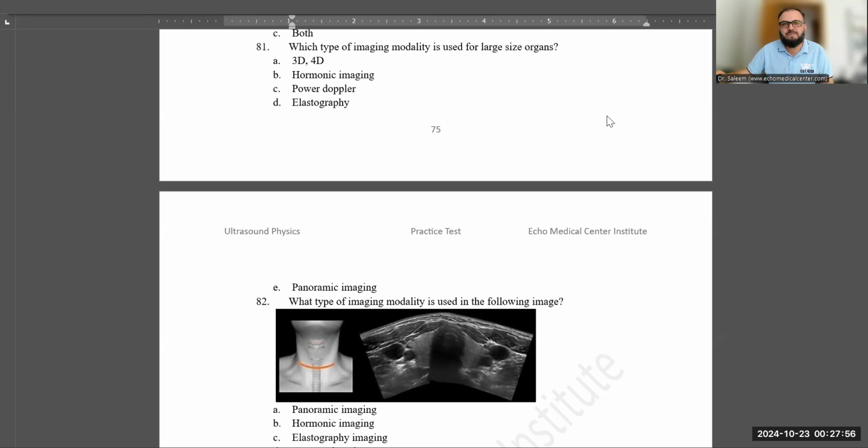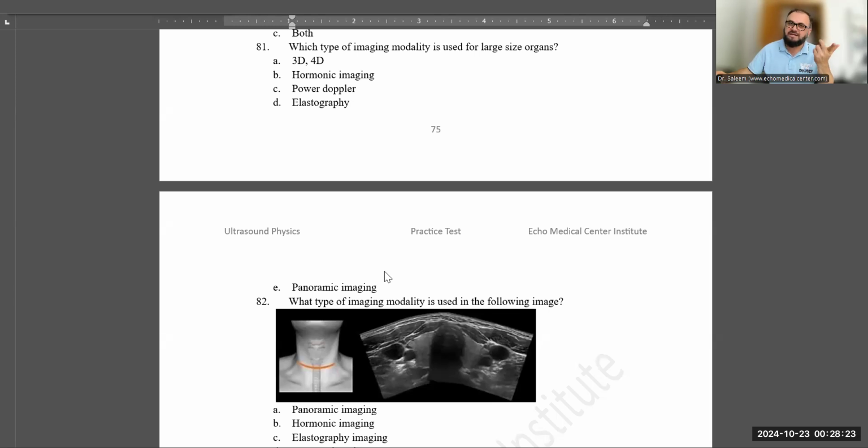Okay, the question is, which type of imaging modality is used for large size organs? So if the organ is bigger, which of these modalities will work better? Is it 3D, 4D imaging, harmonic imaging, power Doppler, or elastography? Or sorry, here is another, panoramic imaging. So which of these 5 options will be the correct answer?